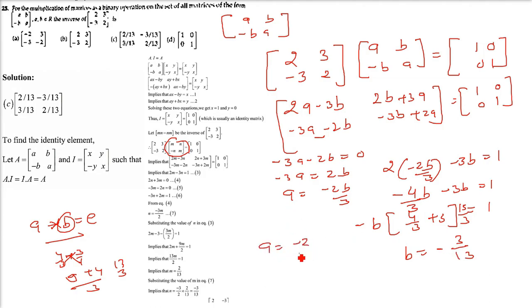What will be A? A is minus 2 by 3 into B. Just put B here. What do you get? It gets cancelled, and it will be 2 by 13. So this is the final one. A and B replace here. A is 2 by 13 and B is negative 3 by 13. Here minus minus becomes plus. So this is the final answer. C is the correct answer.